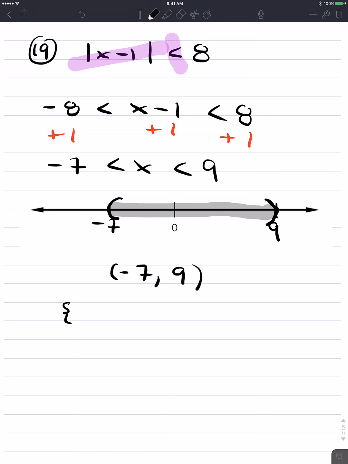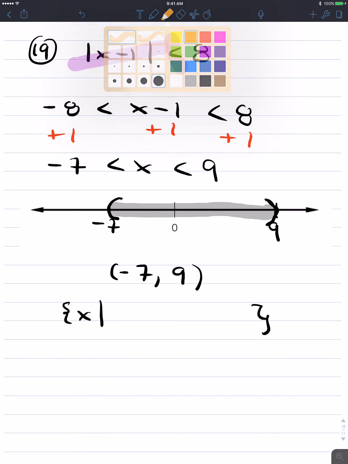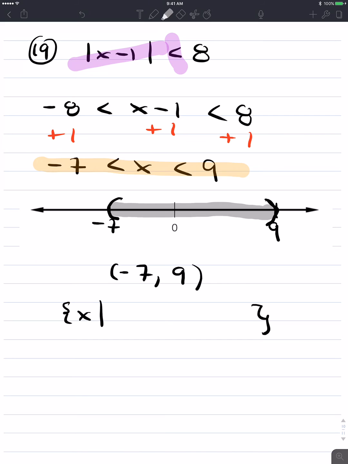Set notation would be the set of all x such that I need to now give my description. Here is the description: negative 7 less than x less than 9. You are done.